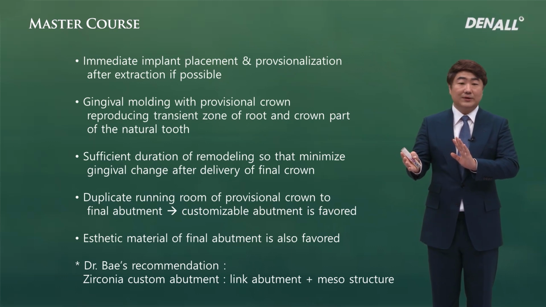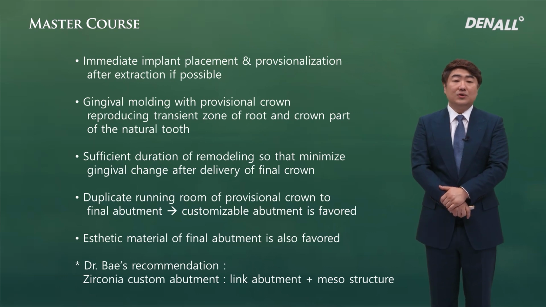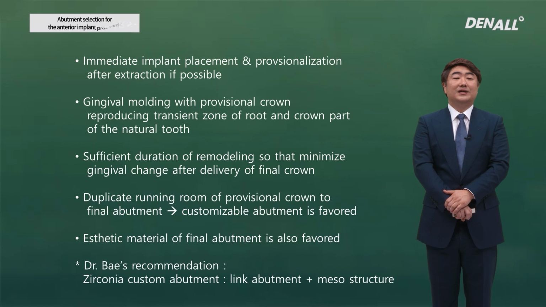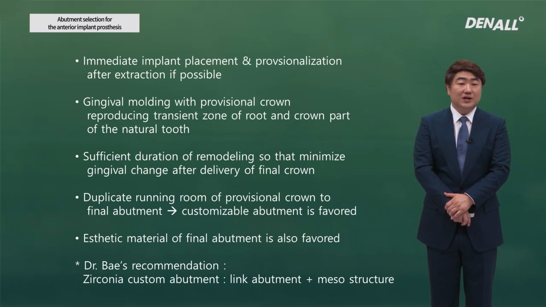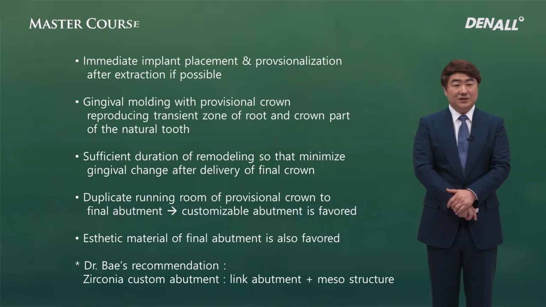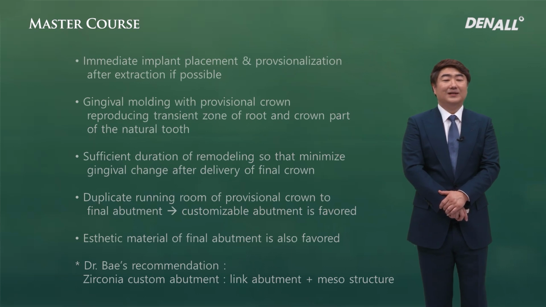So for me, in the anterior aesthetic zone, my first option is using a zirconia abutment or mesostructure abutment. That's my recommendation. I would like to recommend a zirconia abutment with a structure that combines the link abutment with a mesostructure.